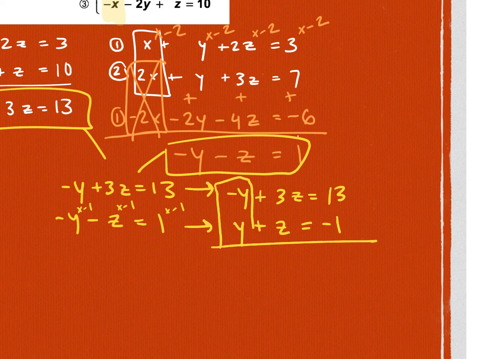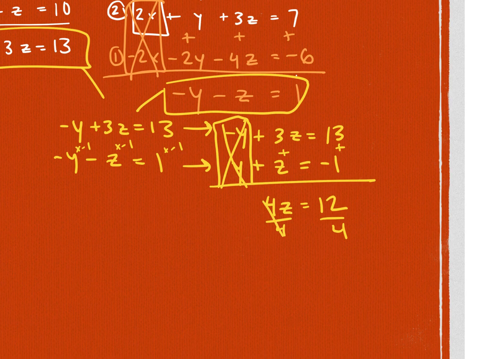What happens to my y's? They cancel. Perfect. That's the goal. What's 3z plus z? 4z. And 13 minus 1? 12. And then how do I solve for z? Divide by 4 on both sides. So z is equal to 3.